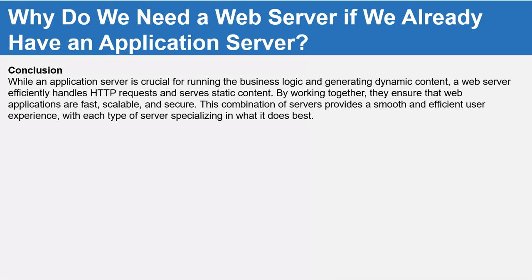So friend, while an application server is crucial for running the business logic and generating dynamic content, a web server efficiently handles HTTP requests and serves static content. By working together, they ensure that web applications are fast, scalable, and secure. This combination of servers provides a smooth and efficient user experience, with each type of server specializing in what it does best.